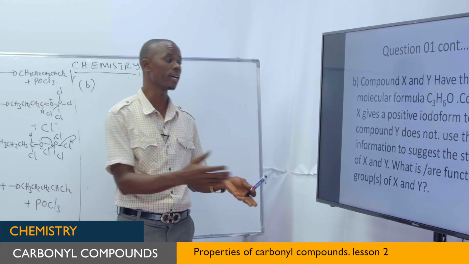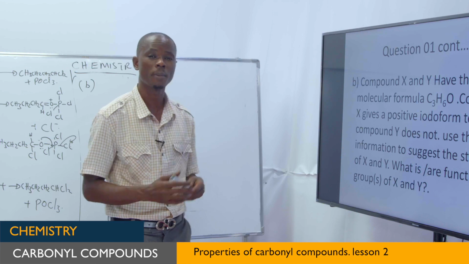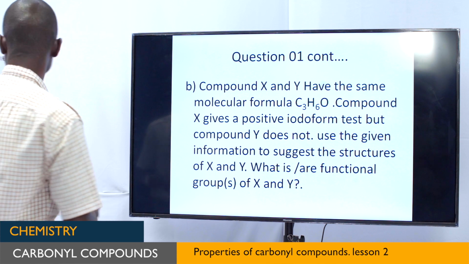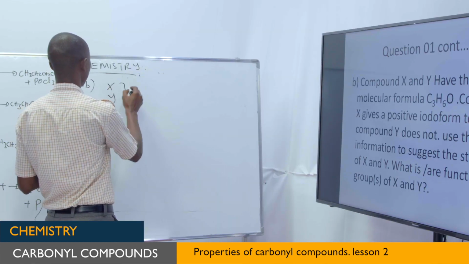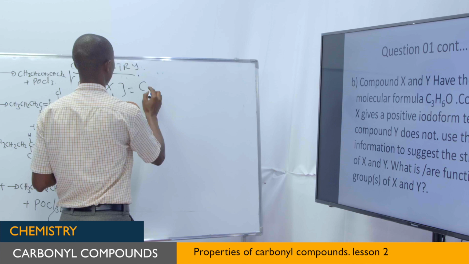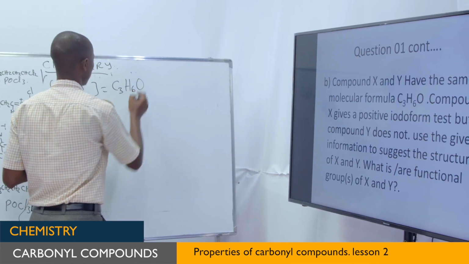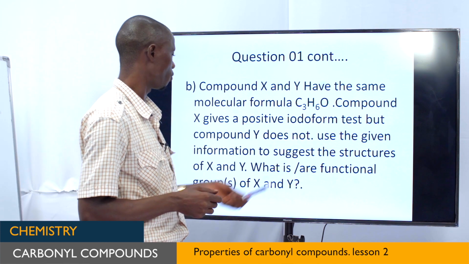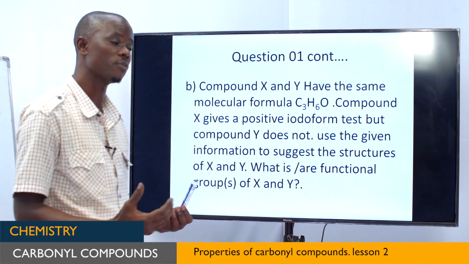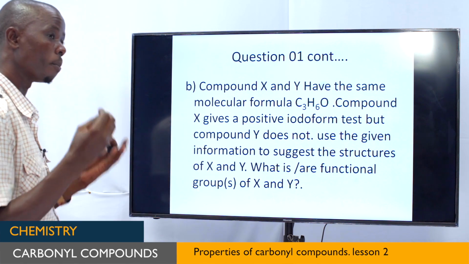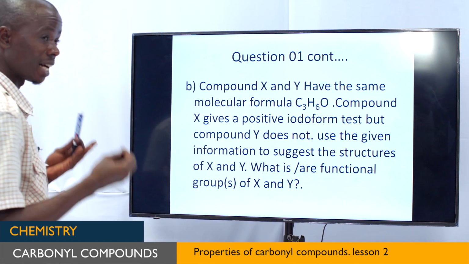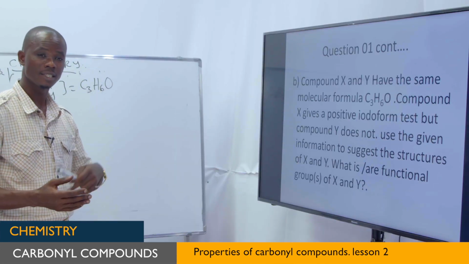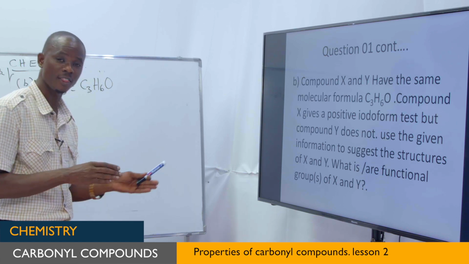First of all, we have to think. When you are given these problems, you have to think about what they are all about. It is very important. Now, because we are given the molecular formula of X and Y, that is the molecular formula. And you are told that compound X gives a positive iodoform test. If it gives a positive iodoform test, that means it has got a terminal methyl group. And we are talking about aldehyde and ketone. So automatically, one of them is an aldehyde, the other one is a ketone.